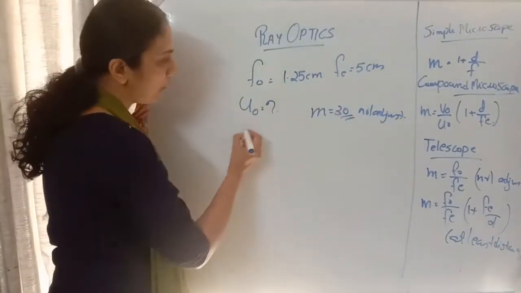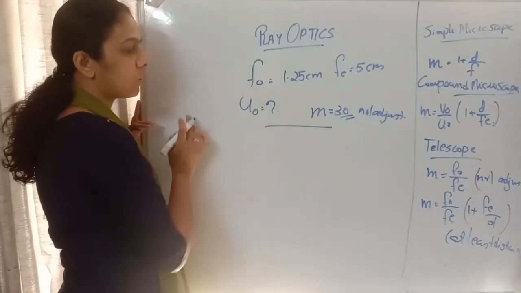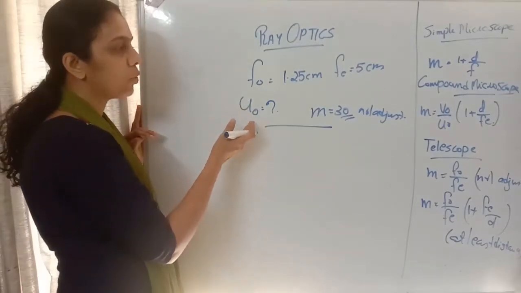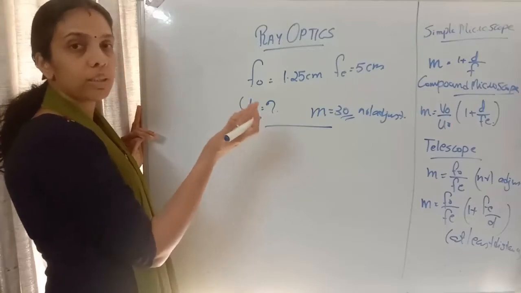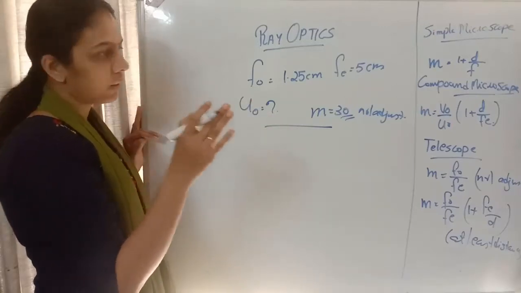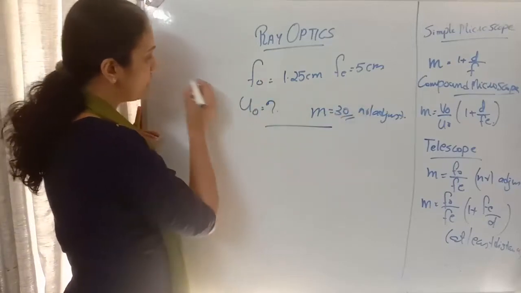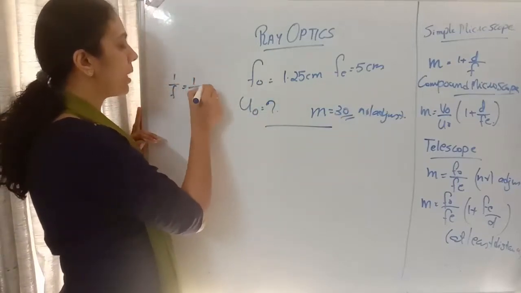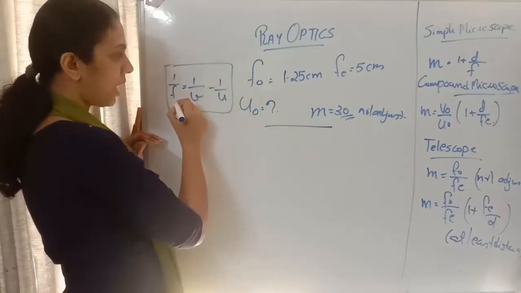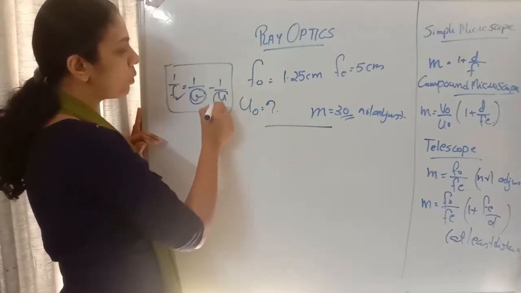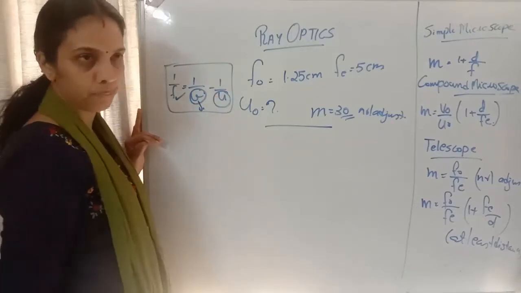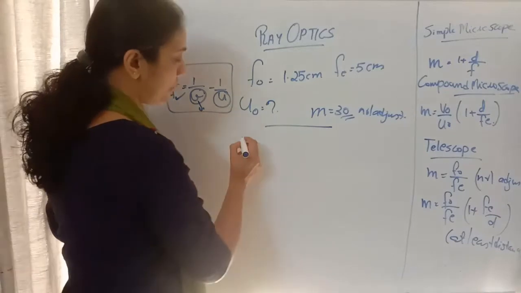So how can we find out this UO? We know the formula 1 by F is equal to 1 by V minus 1 by U for the lens formula. In that we have FO, but VO and UO we don't have. For that V we also don't know, so first we will try to find the value of V. For that, the magnification is given.